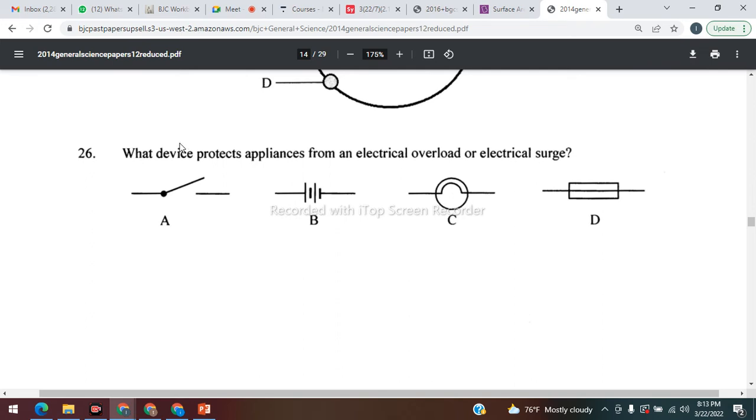All right, so number 26. What device protects appliances from electrical overload or electrical surge? C? D. No, definitely not C. It's D. Yes, D. What is D again? The device that protects the appliances from overload is a what? Think of it. Breaker? Surge detector. Circuit? Circuit breaker. Yes, circuit breaker. Not surge detector, different.